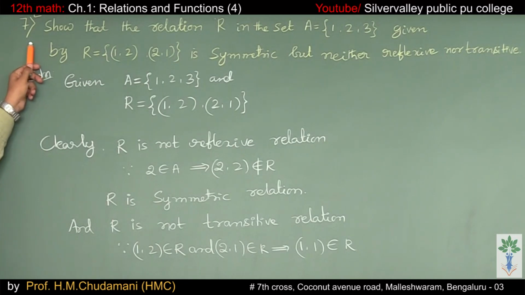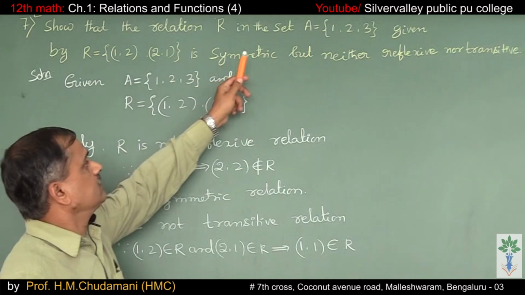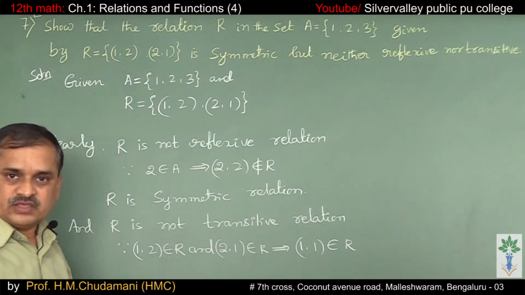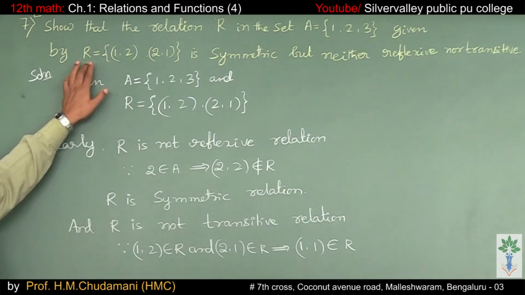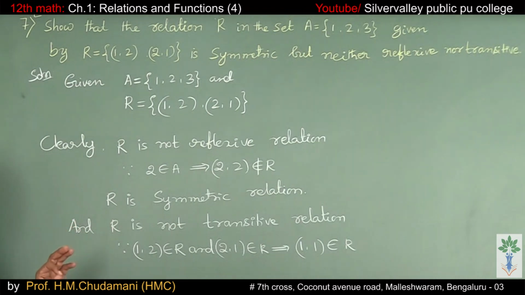The seventh question is an exercise question. Show that the relation R in the set A = {1, 2, 3} given by R = {(1, 2), (2, 1)} is symmetric but neither reflexive nor transitive.